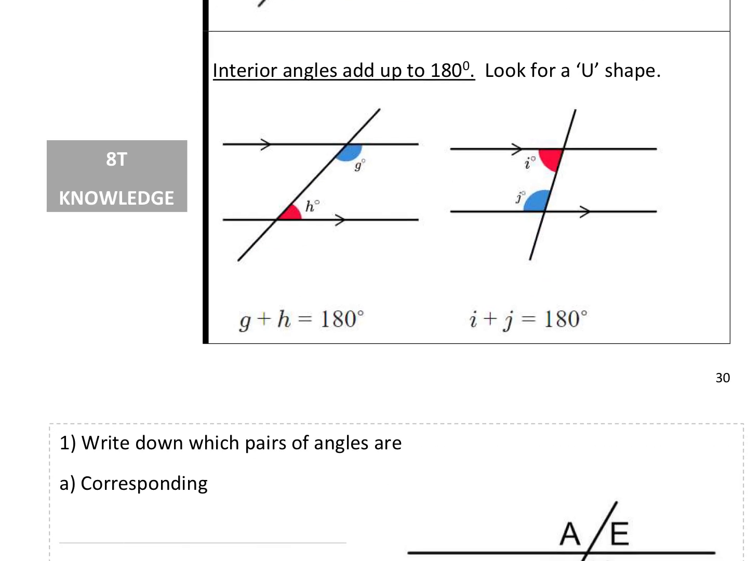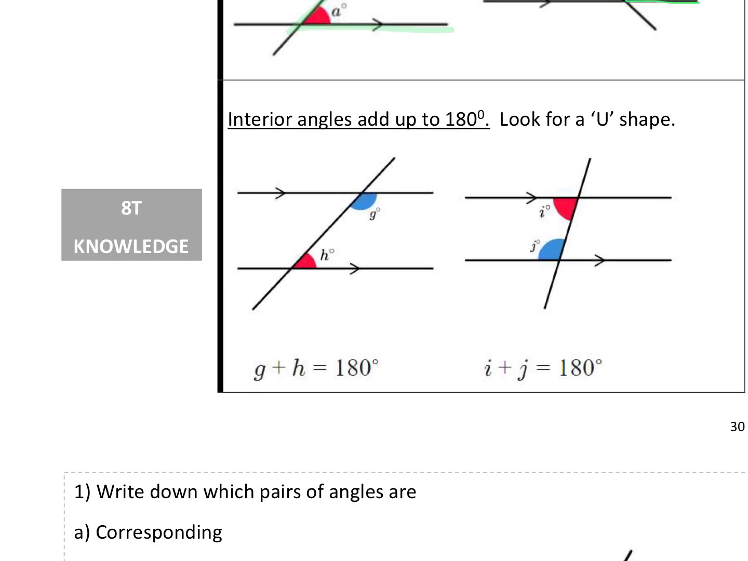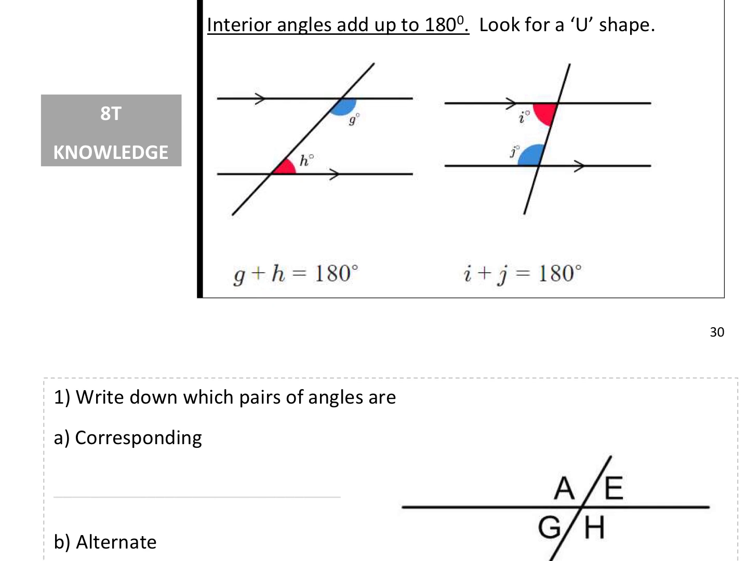And finally, we've got interior angles. Now, interior angles are not the same. You can see here, we've got an indication of 2 angles that are interior. Interior angles, sometimes called co-interior angles, add up to 180 degrees. So you can look for a U shape. If you turned it around, it would be a U, or maybe a C, or a back to front C. So this one here is a C shape. Here's back to front C.